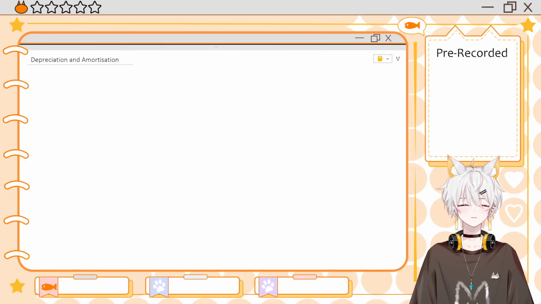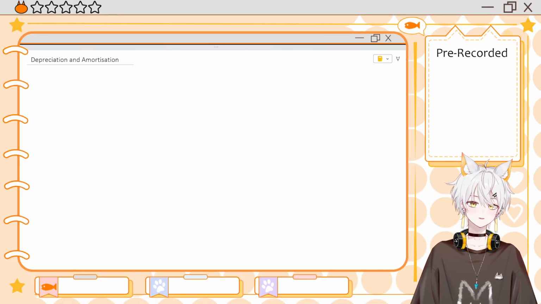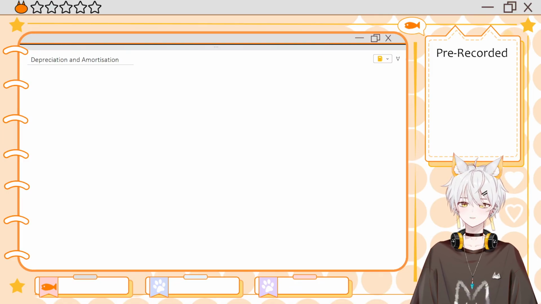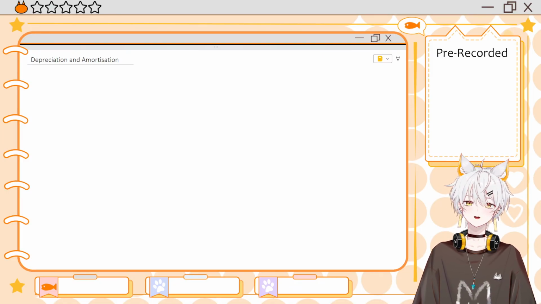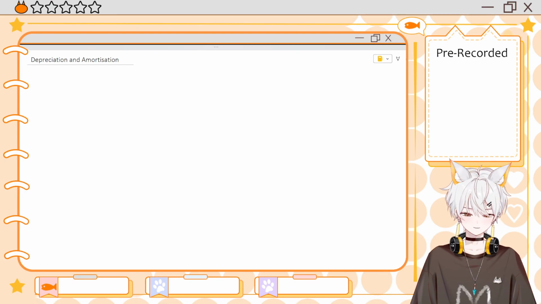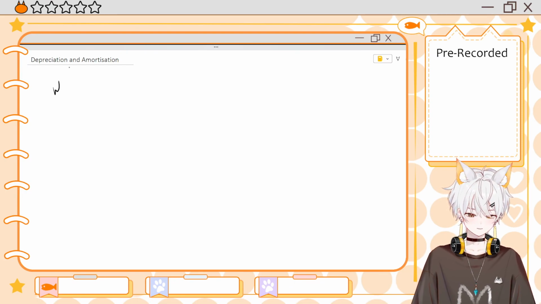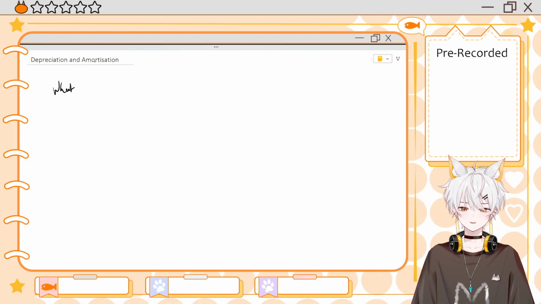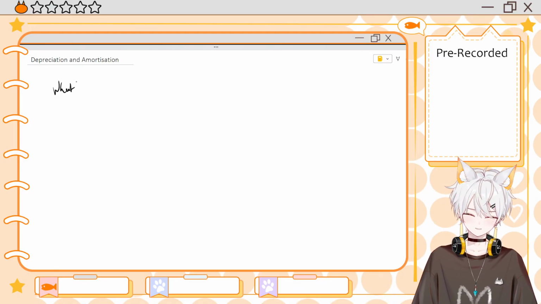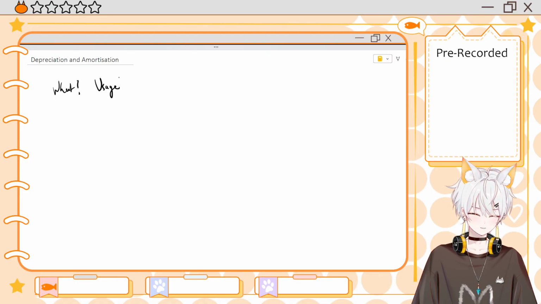So today we're gonna explain depreciation and amortization. Let's start with depreciation first because it is more commonly known, right? So, what is depreciation? Depreciation, my bad, I can't pronounce it properly. Essentially, it means usage, right?